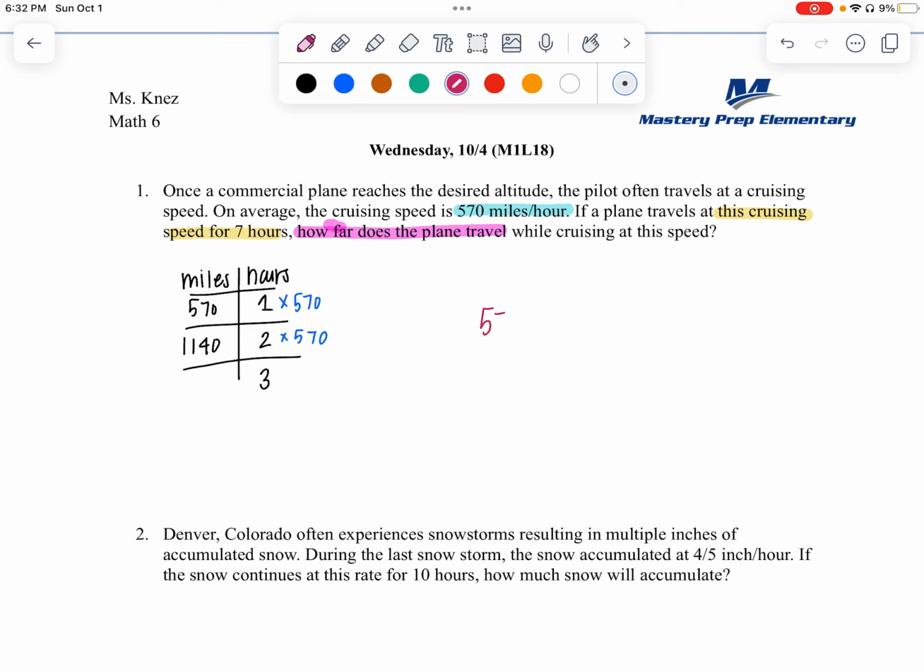570 miles. We learned today in class that this makes sense because if we know the unit rate, the miles per hour, and we multiply it by the number of hours, we're doing 570 miles per hour over and over again 7 times. And so the hours unit cancels out, and we end up with 570 times 7, which you might have to work out separately.